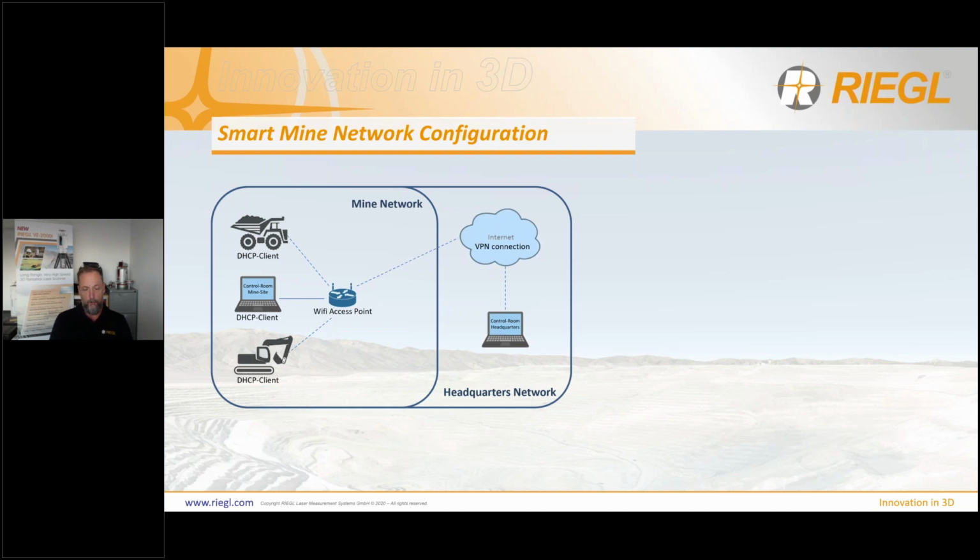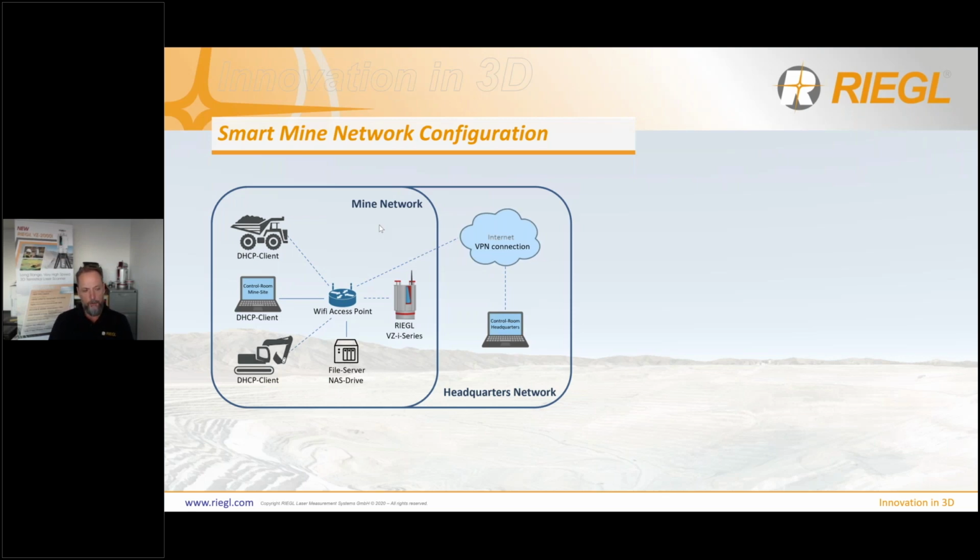If we use wireless access points instead of a normal router, and if machines and operators are also equipped with a connection to that wireless LAN, for example with a Toughbook inside the machine to get direct access to the network, and maybe the machine itself is sending data via the network, this is a so-called smart mine network configuration. And it is extremely simple to integrate our scanner in such a network.